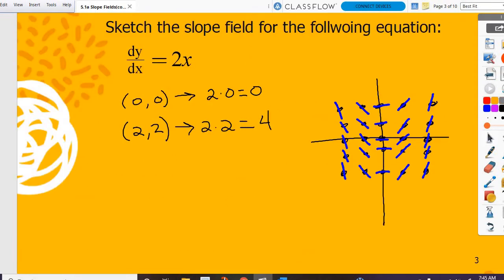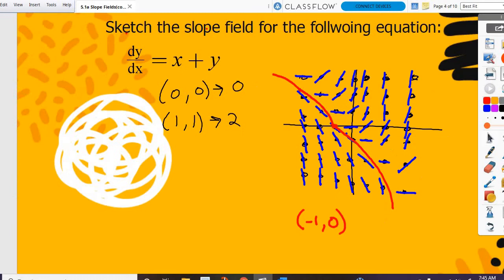So the first one that we looked at was dy over dx equals 2x. It's pretty basic because we don't have a y to plug in as well. On our second one that we looked at, now we have x plus y. So again, we knew that as we're going diagonal here, these are all going to have a slope of 0.